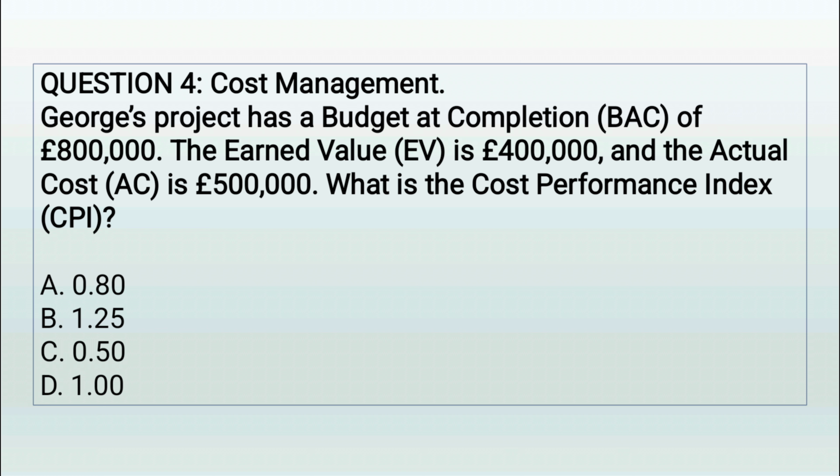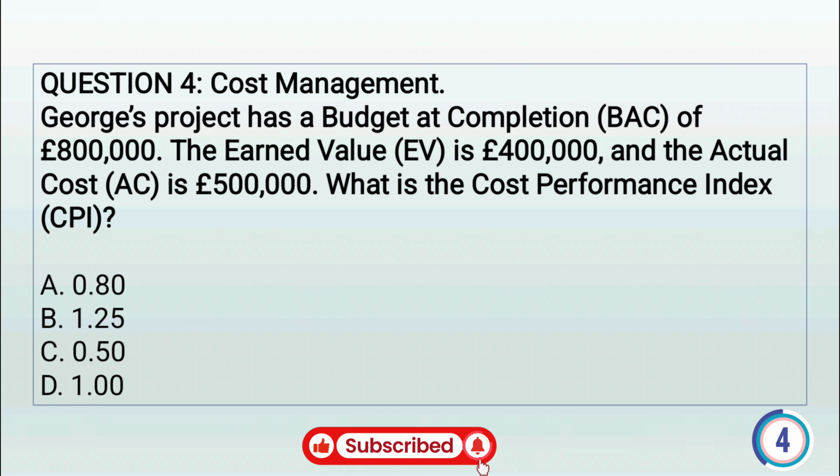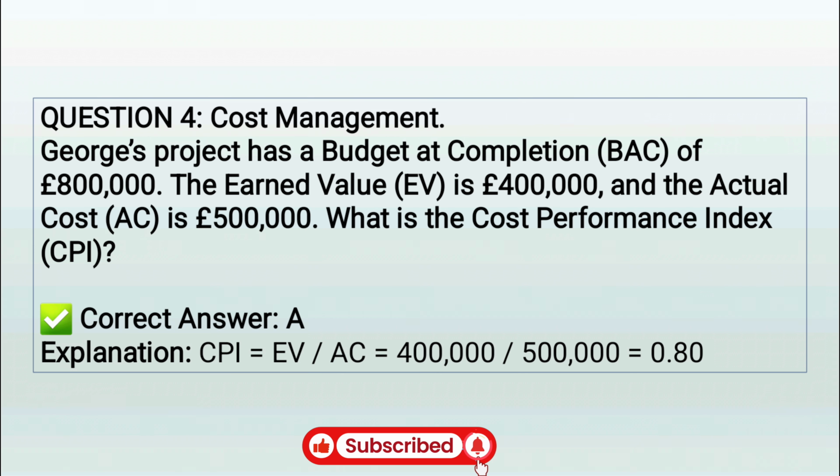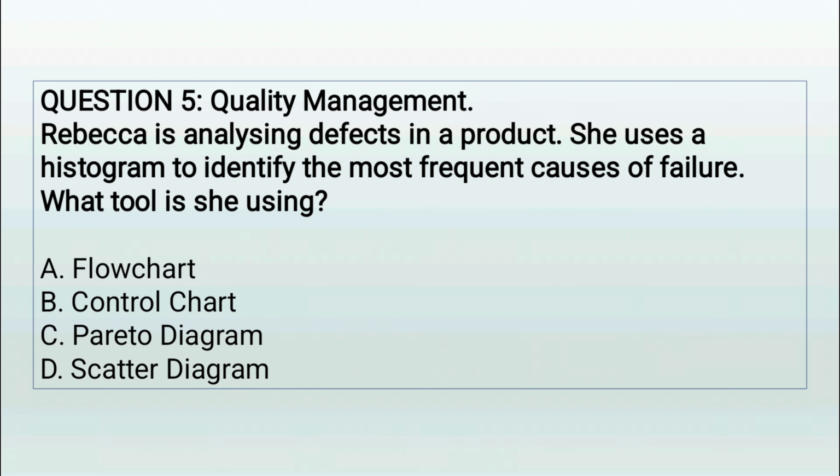Question 4. George's project has a budget at completion, BAC, of $800,000. The earned value, EV, is $400,000 and the actual cost, AC, is $500,000. What is the Cost Performance Index, CPI? A. 0.8. B. 1.25. C. 0.5. D. 1. Correct answer: A.